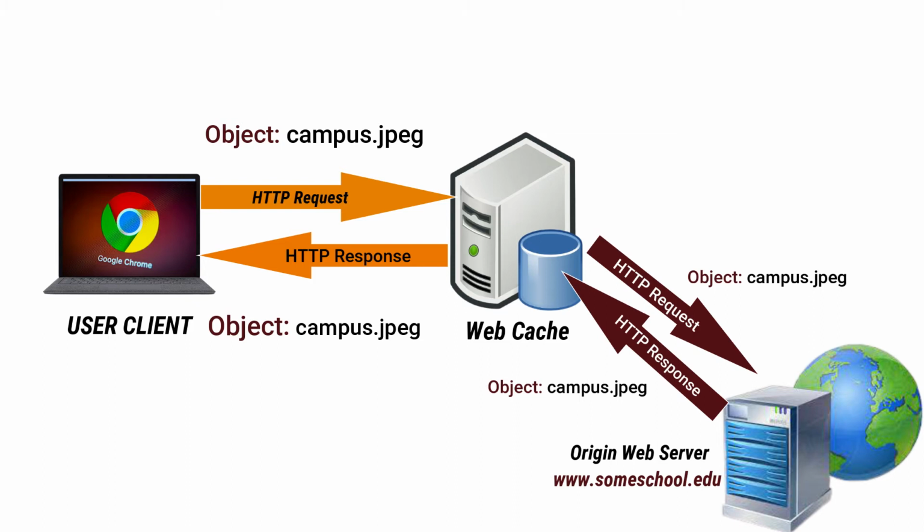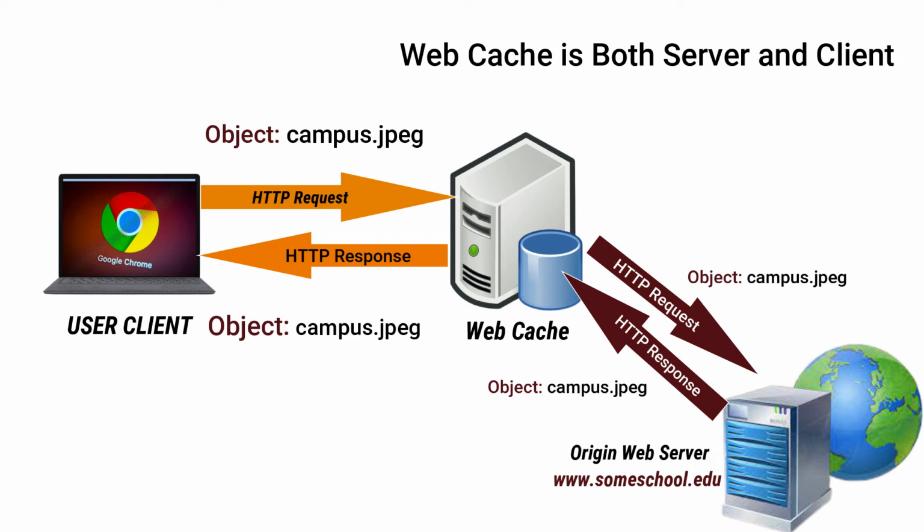Note that a proxy server or web cache is both a server and a client at the same time. When it receives a request from and sends a response to a browser, it is a server. When it sends a request to and receives a response from an origin server, it is called a client.